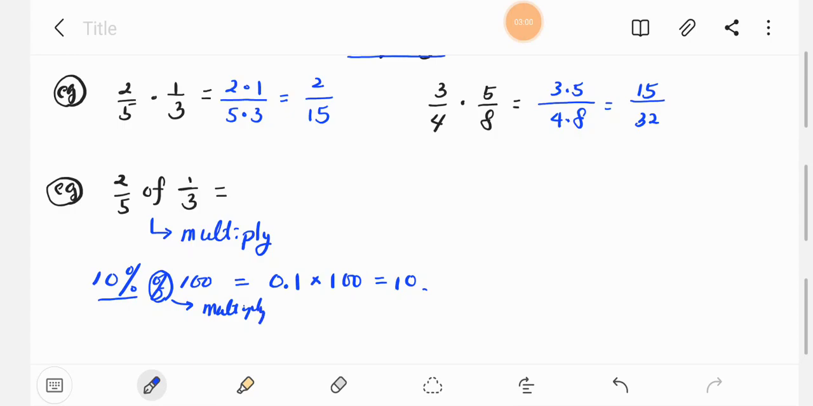So this will be 2 over 5 multiplied by 1/3. So 2 times 1 over the denominator, which is a product of 5 and 3. So it will be 2 over 15.